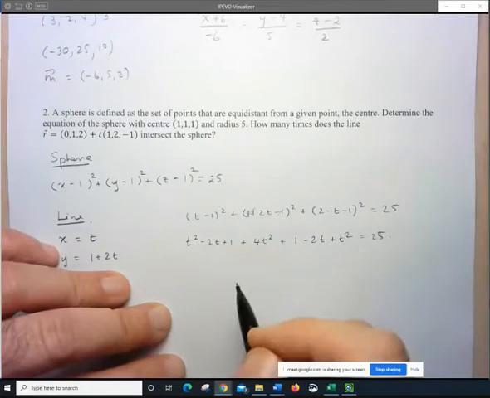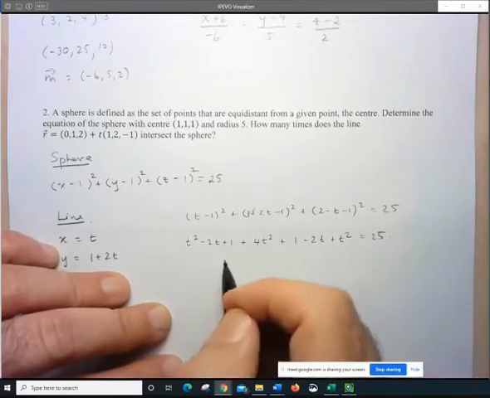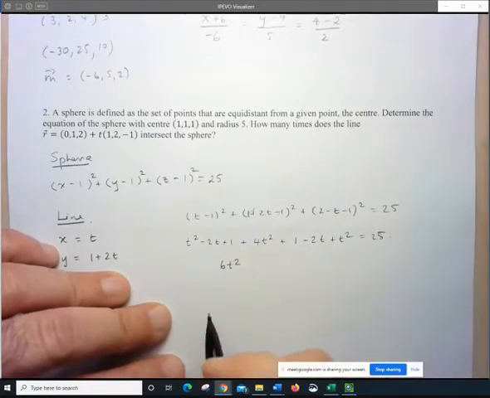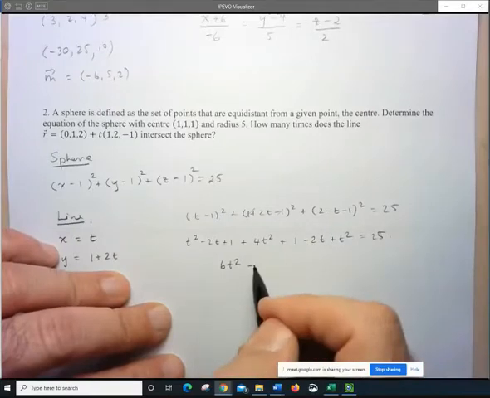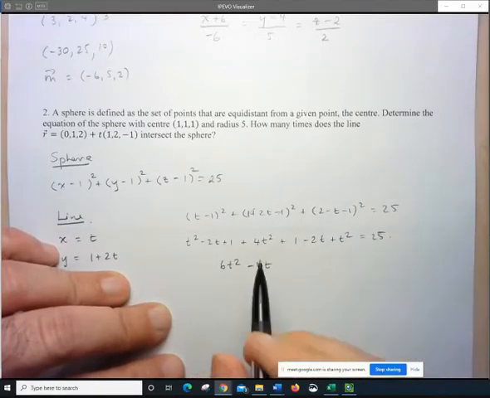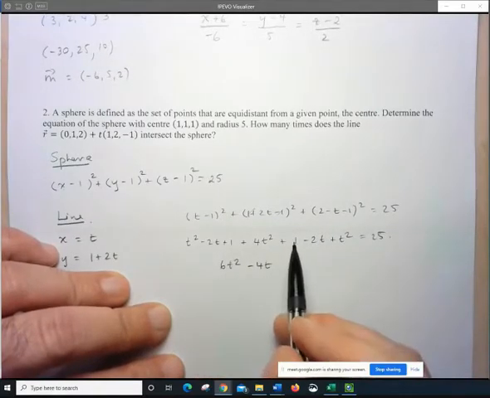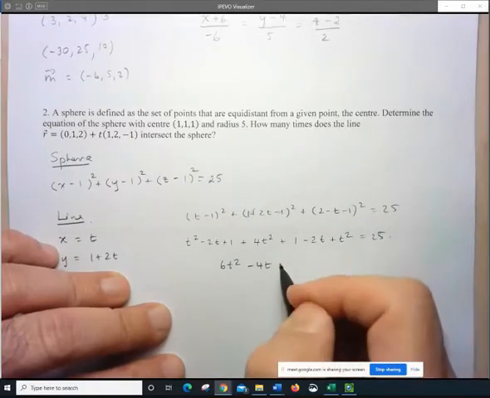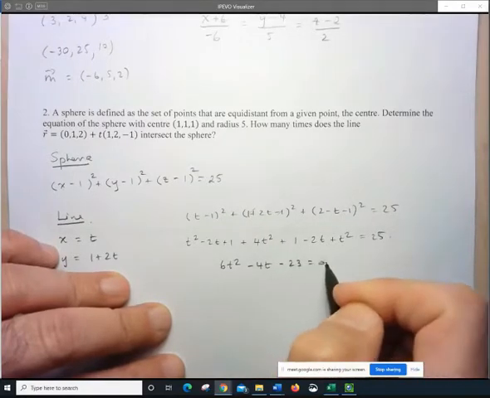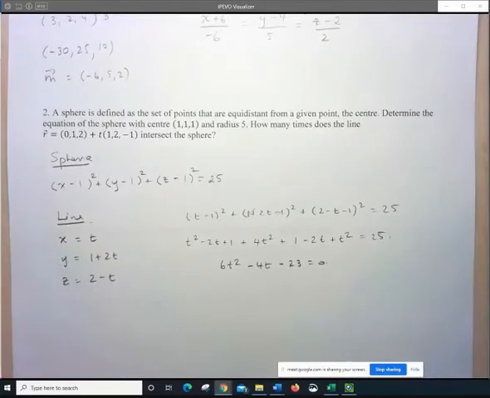So let's see what we have. We have 4, 5, 6 for the t squared terms. Then negative 2 minus 2 is minus 4t. And then we have 1 plus 1 is 2, minus 25 is negative 23. And there's my equation in a much nicer form. Do I need to actually solve this equation?